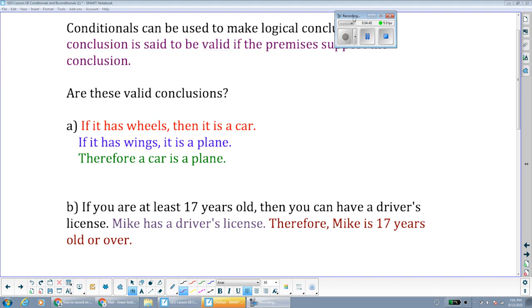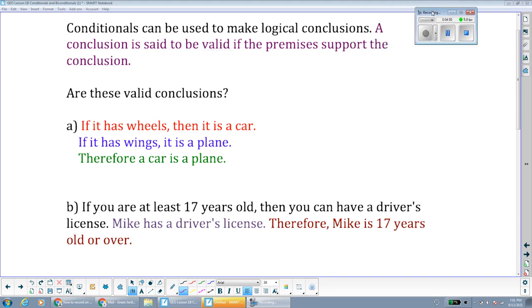Conditionals can be used to draw logical conclusions. A conclusion is said to be valid if the premises support the conclusion. So basically, we can say that a conclusion is valid, assuming that all of the premises are true, if the conclusion can be logically deduced from the premises.